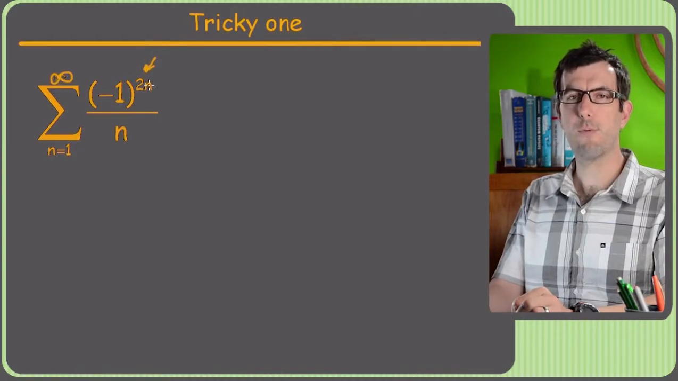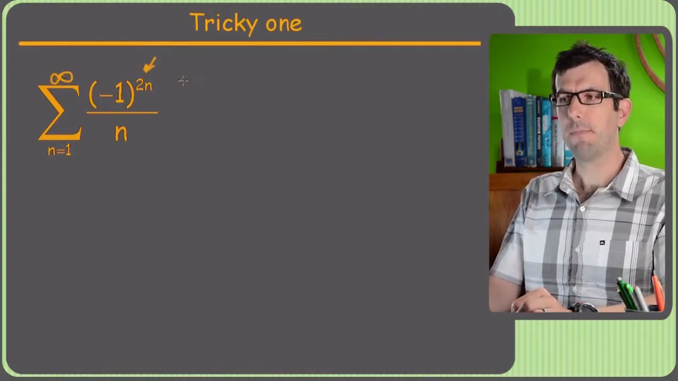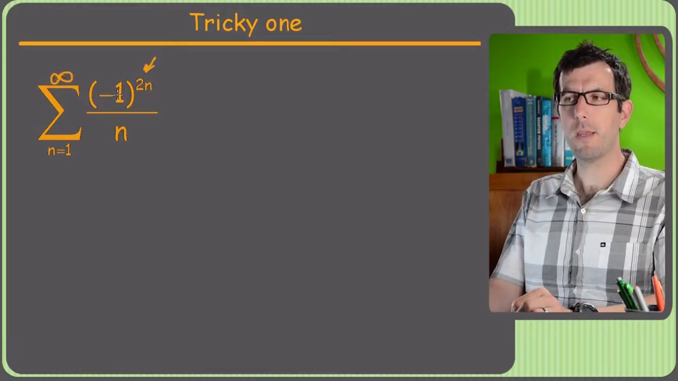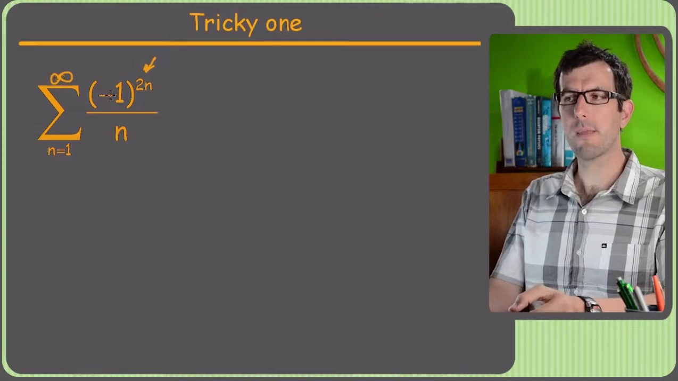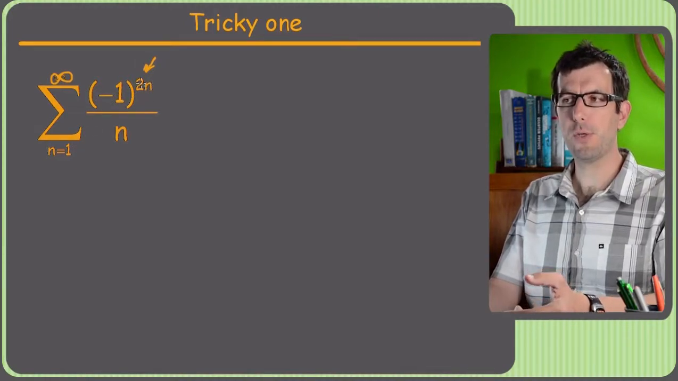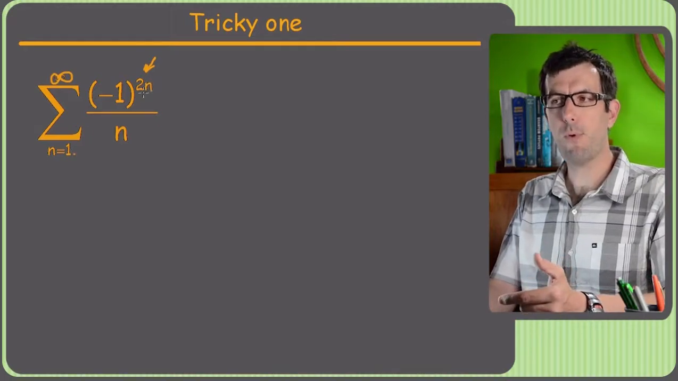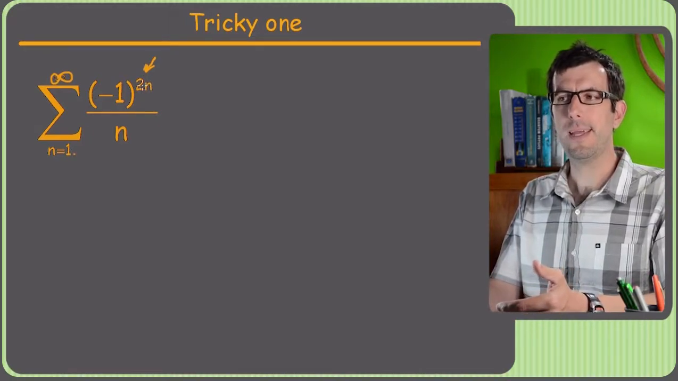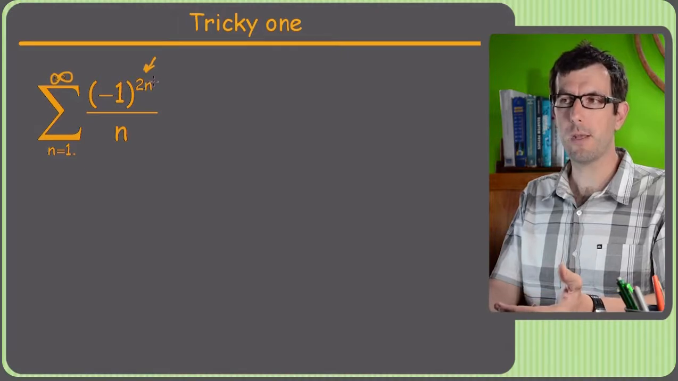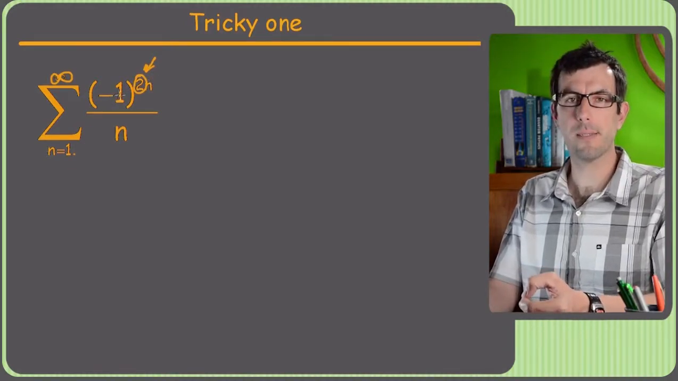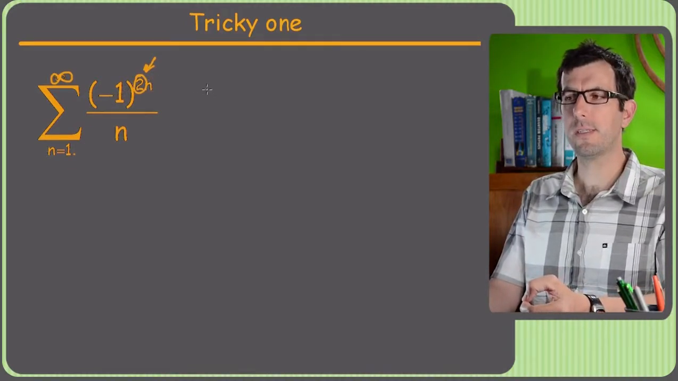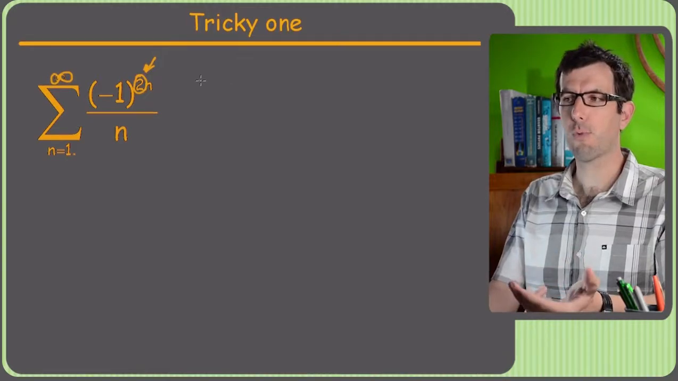This 2 in front of the n really messes things up, because it means that the power of -1 is always positive. Because if we plug in 1 for n, we get a power of 2, and -1 squared is positive 1. If we plug in 2 for n, we get a power of 4, 2 times 2 is 4. -1 to the 4th is also positive 1. So putting that 2 in there means the exponent is always going to be even, and even powers of -1 are always positive. So this is not alternating, it's just your regular harmonic series.